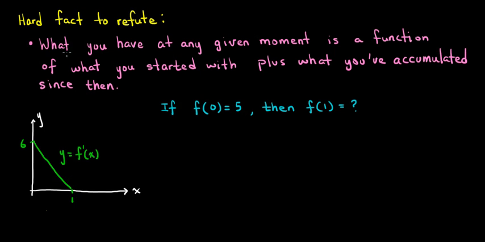So what I've written here is, what you have at any given moment is a function of what you started with plus what you've accumulated since then. You can also think about this as where you are at any given time is a function of where you started plus where you've gone from your starting point. You can think about this in many different ways, but I've written it this way. So again, what we have at any given moment is a function of what we started with plus what you've accumulated since then.